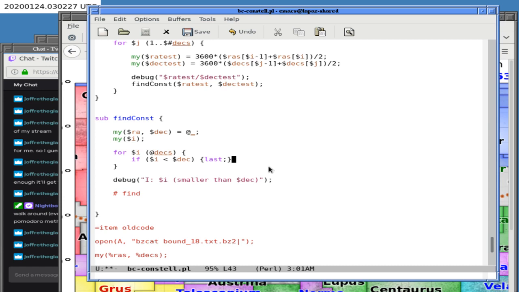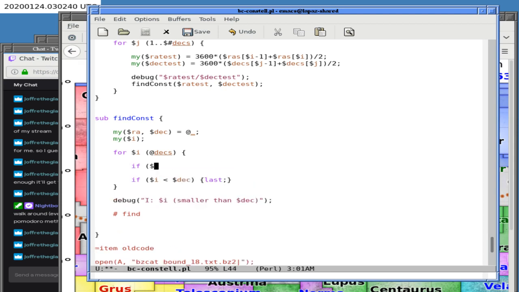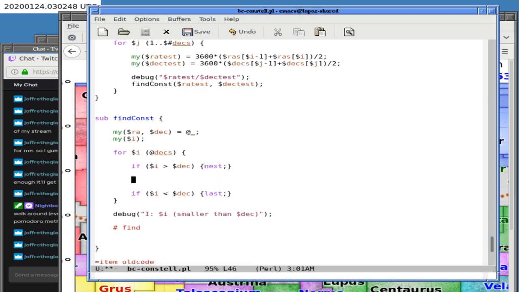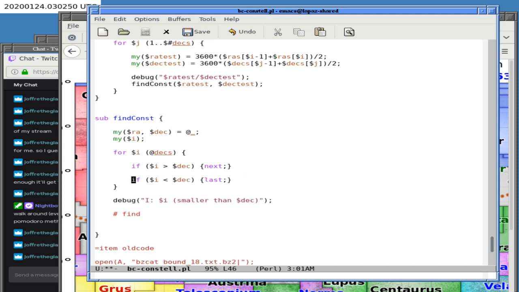I'm tempted to just use a different variable, but this should be an independent variable because I declared it with my. So what we want to do here is, if I is greater than declination, then we should want to go next. So here we know that I is less than declination, and now we want to look at the keys. Gotta be really careful here.